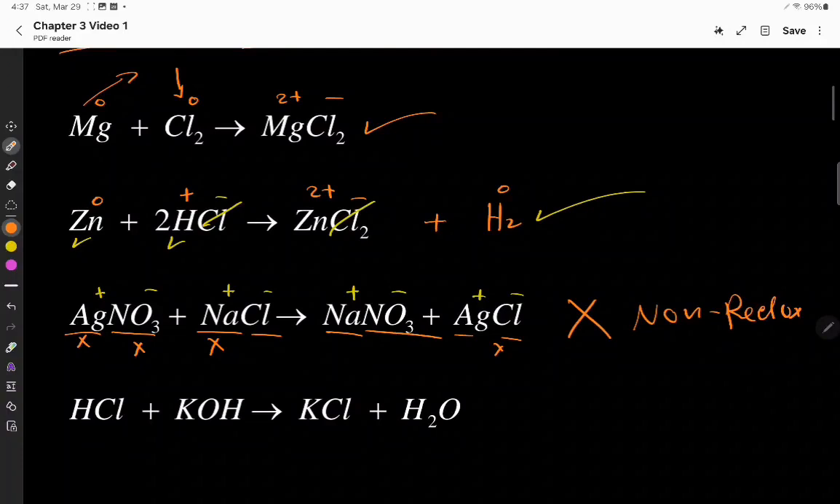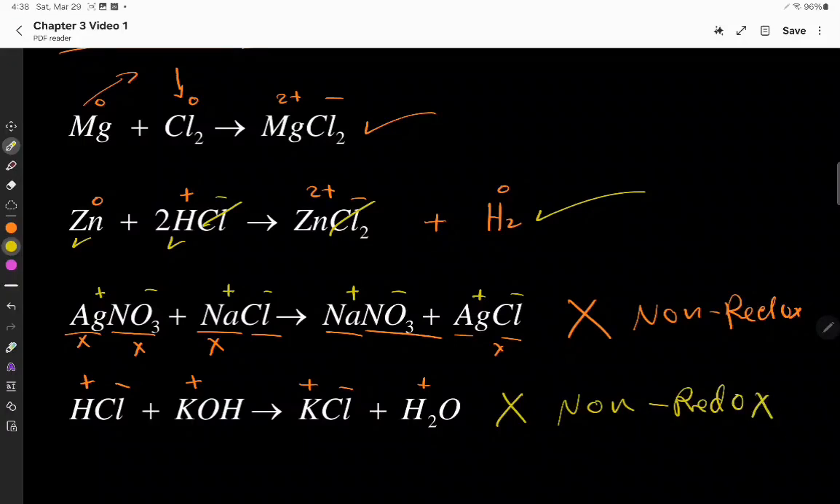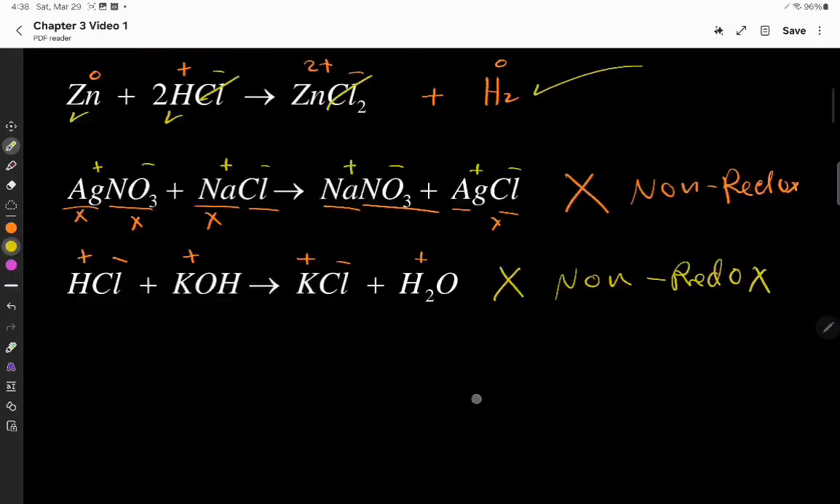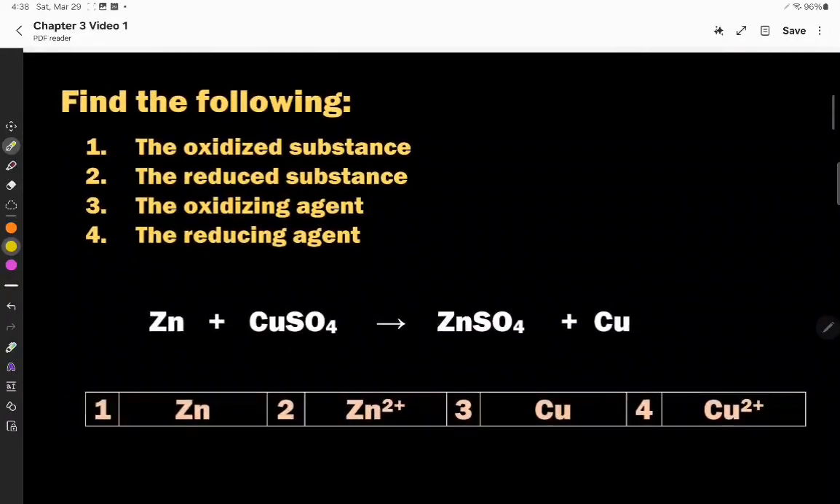Let's see the last equation here. Hydrogen is positive, and after the arrow, hydrogen is positive. Chlorine is negative, chlorine is negative. Potassium is positive, potassium is positive. So we cannot see any change in the oxidation number. This equation is also non-redox. So we understand what it means when it asks, is it redox or not? Let's see the questions.